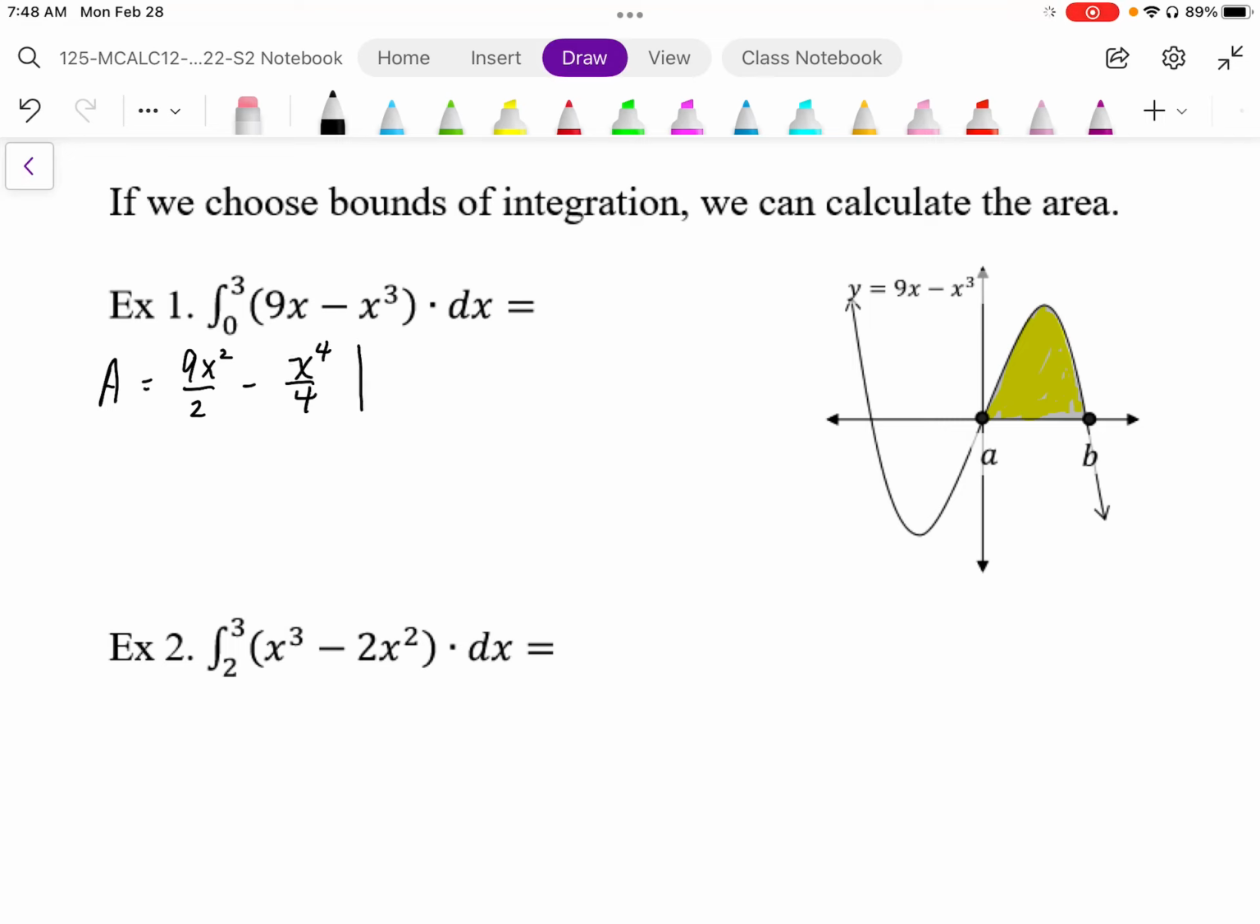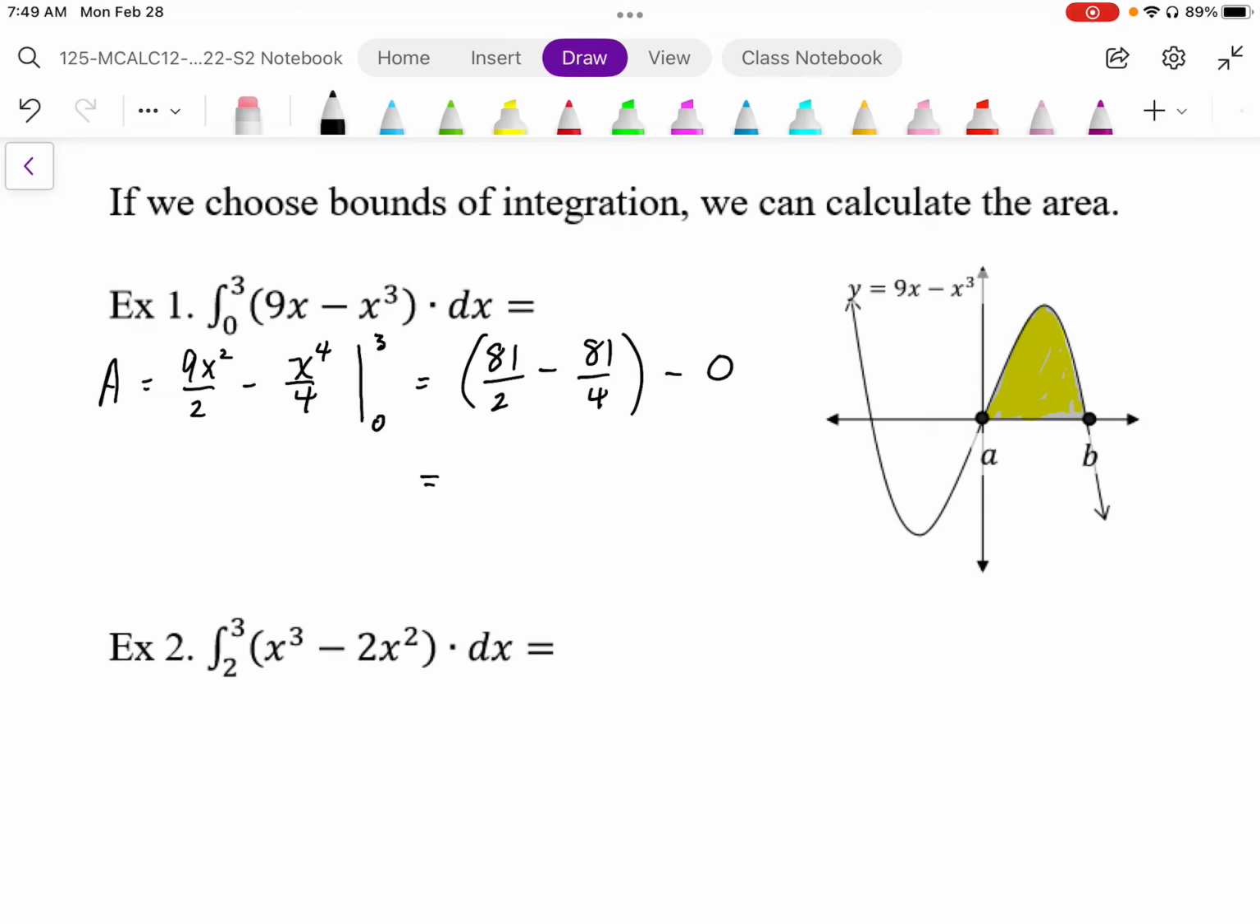Using that antiderivative and the bounds, starting at 0 and 3, the displacement on this antiderivative function is going to give us the area underneath the curve, and vice versa is true. So when I plug it in, I'm going to end up with 81 over 2 minus 81 over 4, minus, when I plug in 0, I get 0.